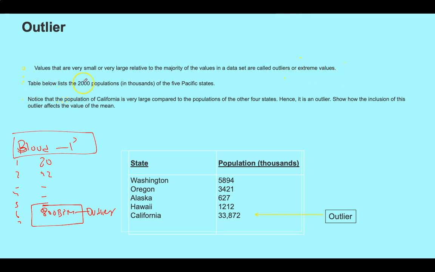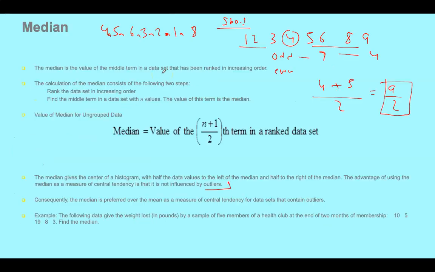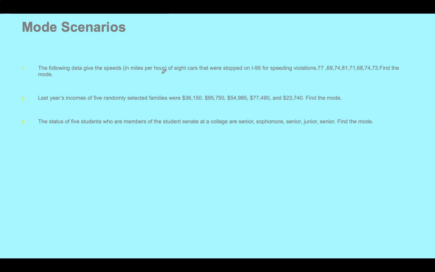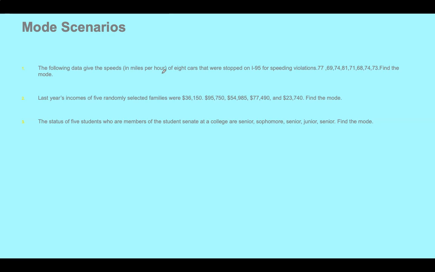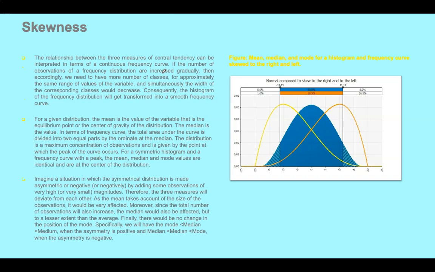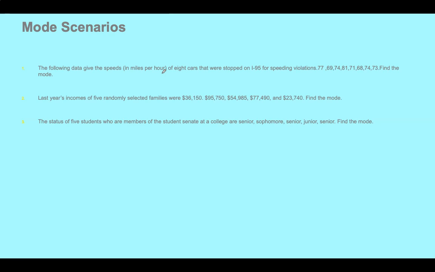Like the table below that lists the 2000 population in thousands of 5 Pacific states. Notice that the population of California is very large compared to the population of the other 4 states. Hence, it is an outlier, and it shows how the inclusion of this outlier affects the value of the mean. I hope you understood. Now let's talk about measures of dispersion. In order to give you the idea, we'll be talking about a few other things. Let me show you.